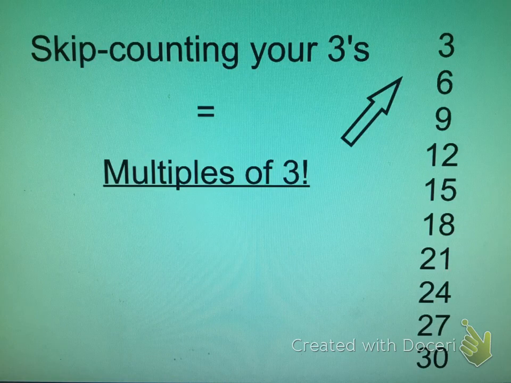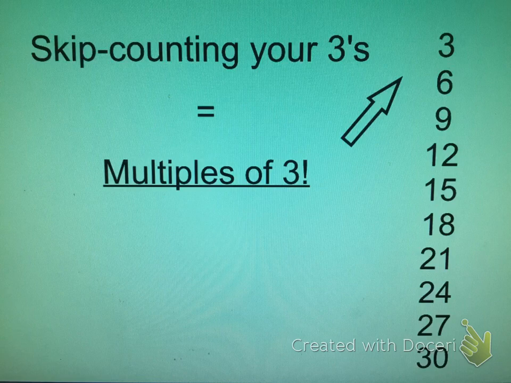So, if I would just ask you, hey, list the first 10 multiples of the number 3, you just skip count your 3's 10 times, and each of these numbers is a multiple of the number 3, and of course it can continue. 3 times 11 will be 33, then 36, then 39, and so forth. All of these are multiples of the number 3.